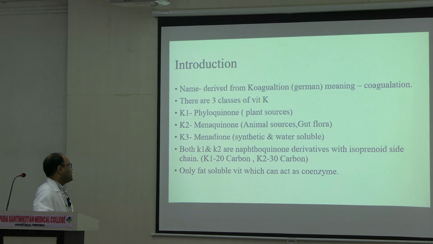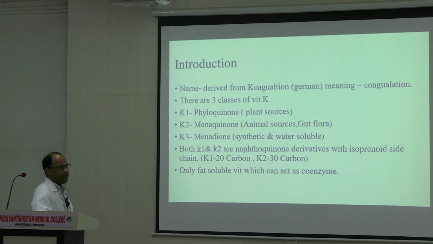K3 is called menadione. It is a synthetic form of vitamin K, and this is the only water soluble one. The rest of the two are fat soluble. So in a viva, they can ask you to tell the name of the vitamin K which is water soluble. You have to answer: vitamin K3, menadione.